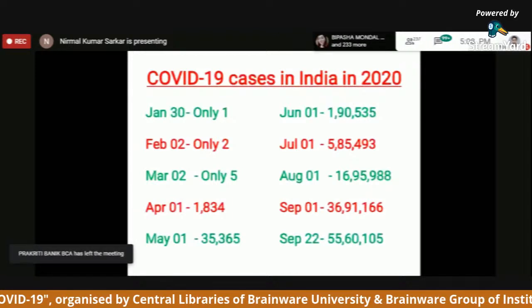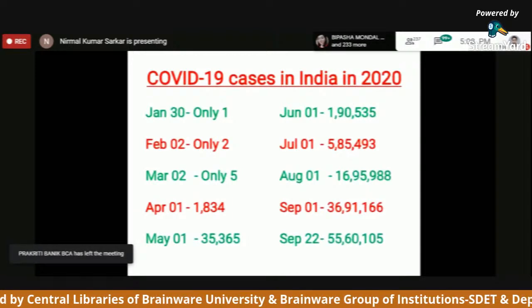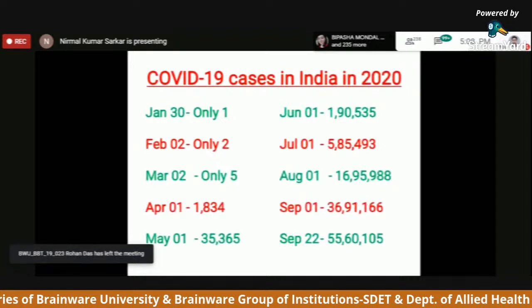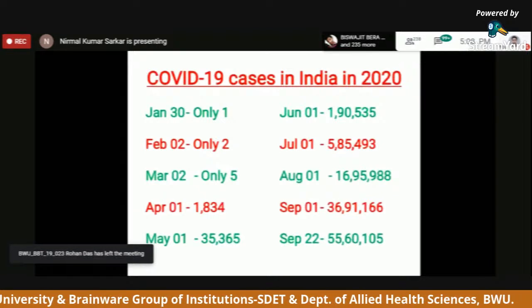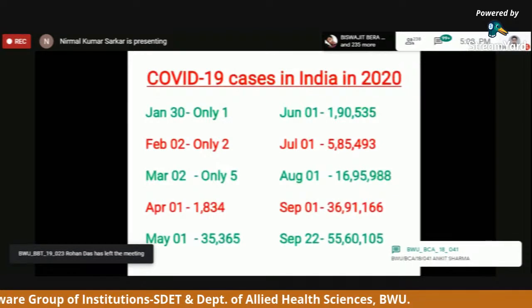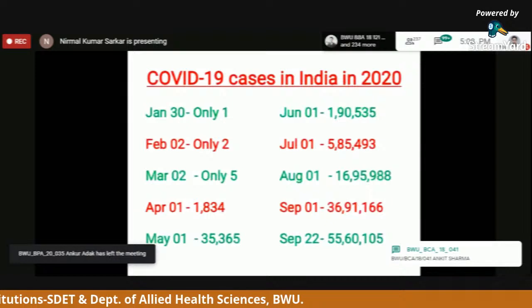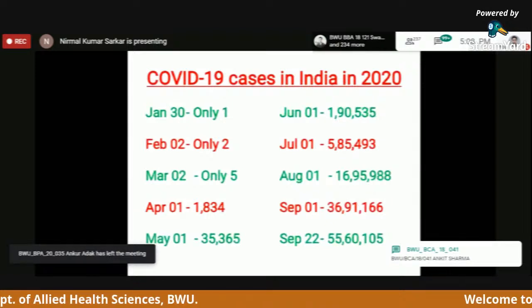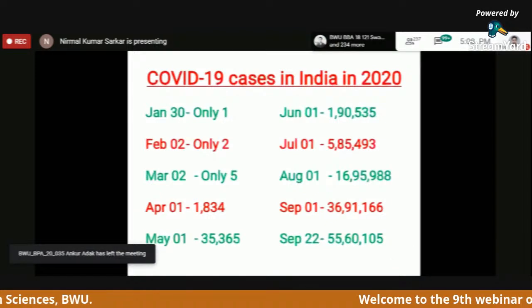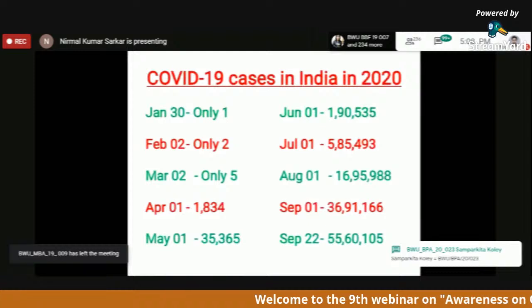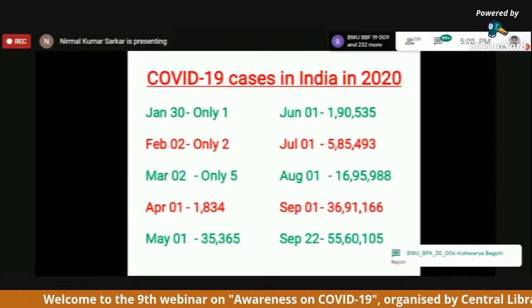Fortunately, however, the total number of recovered cases went up to 51 lakh by today, or almost 83%. And the death rate became just 1.5% at the fag end of this September.